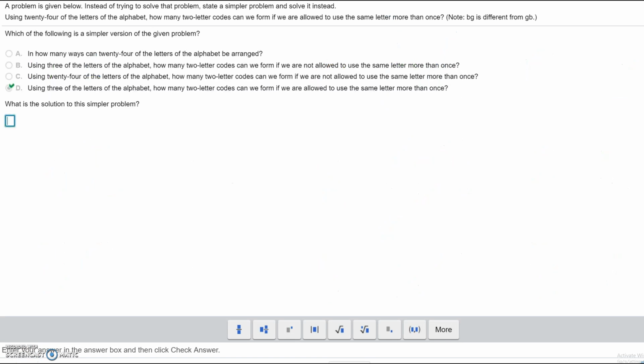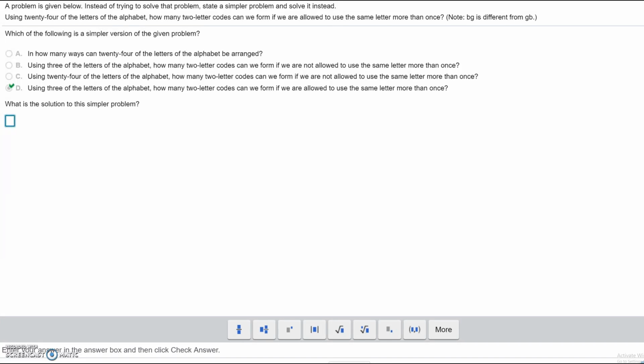Next question. They give us a problem, and instead of trying to actually solve the problem that's listed, they want us to find a simpler problem and then solve the simpler problem. So the original problem is using 24 of the letters of the alphabet. How many 2-letter codes can we form if we are allowed to use the same letter more than once? Note that BG is different from GB. Which of the following is a simpler version of the problem? And we were able to identify that D is the correct answer, using 3 of the letters of the alphabet.